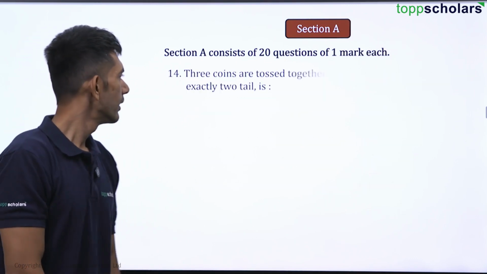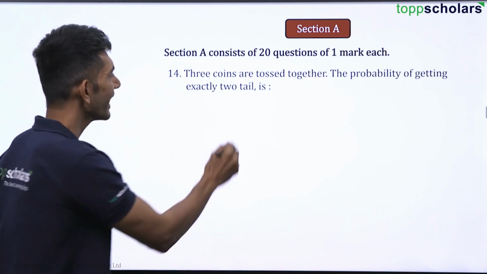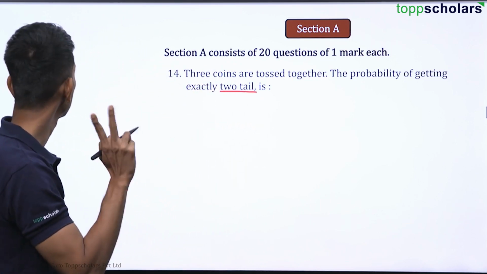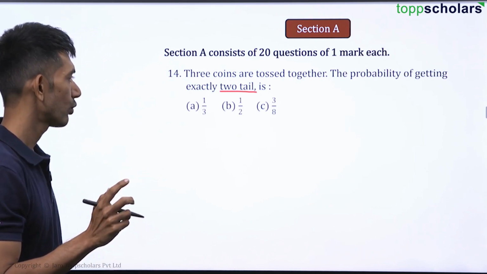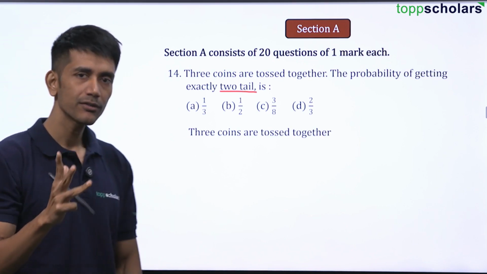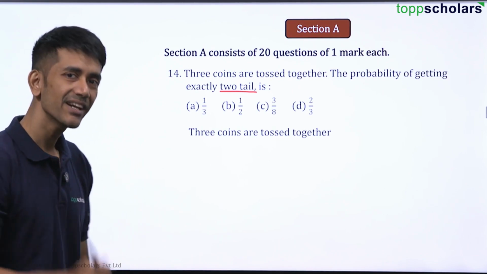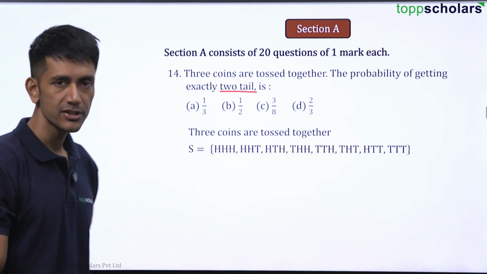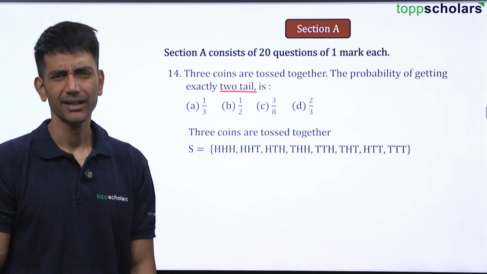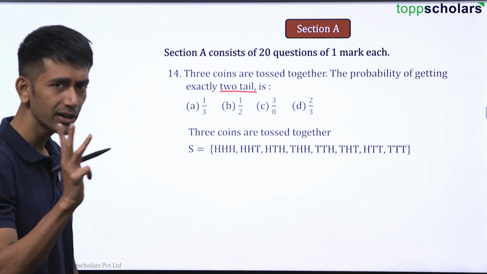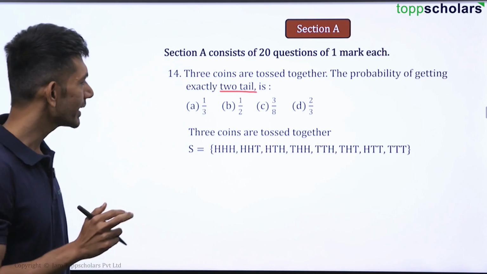Okay. Let's continue further. It says 3 coins are tossed together. The probability of getting exactly 2 tails is what? 4 options are given. Firstly, when 3 coins are tossed, how many possibilities are there? The total possibilities are 8. How? HHH, HHT, HTH, THH, TTH, THT, HTT, TTT, correct? These are all the 8 possibilities when 3 coins are tossed, out of which we want exactly 2 tails.